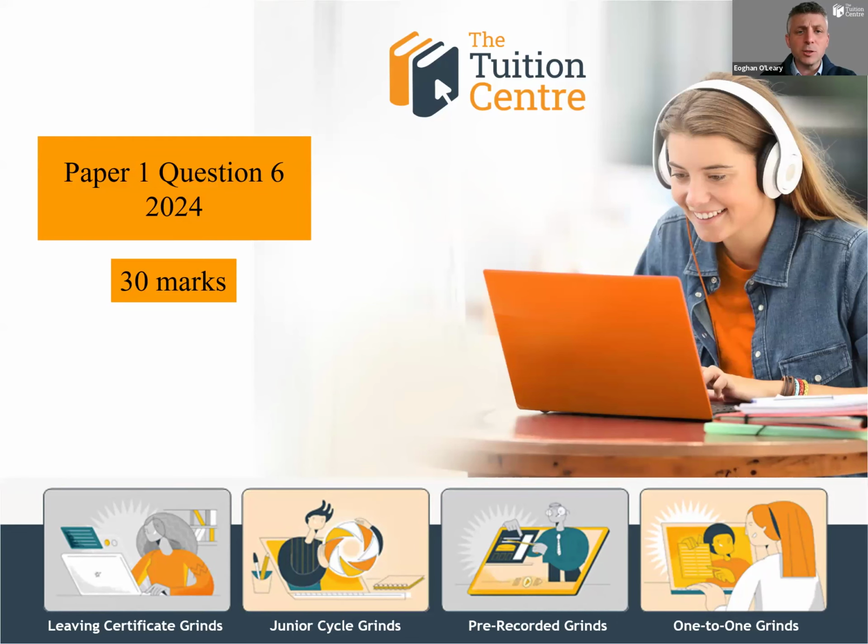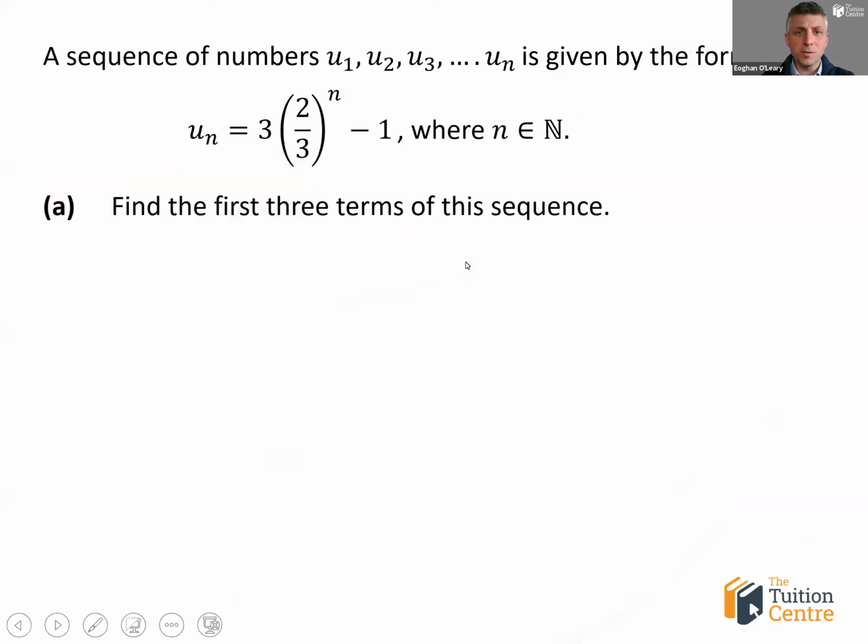So we're on to the final of the short questions, question 6. Now, question 6 is a sequence question and a little bit of an abstract one. Again, as we often see with this, the mathematics aren't too difficult, but finding your way to do the question is tricky. So a sequence of numbers, u1, u2, u3, all the way up to un is given by this formula. General term un is equal to 3 times 2 over 3 to the power of n minus 1. So that is the general term of the sequence.